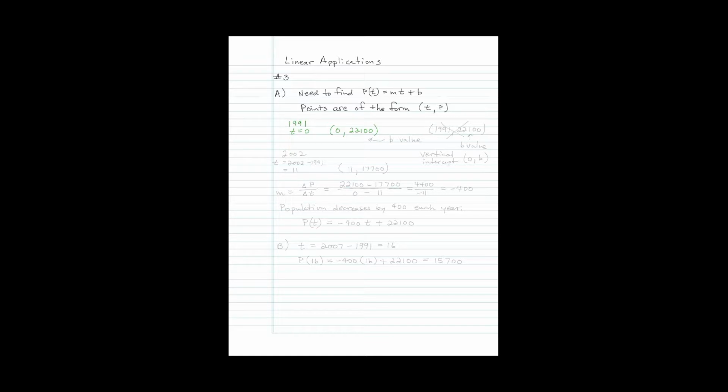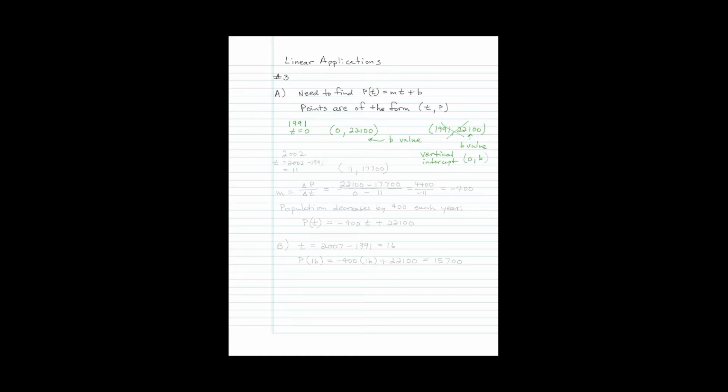This is really important because the B value is only 22,100 if the independent variable value is 0. So when students write this point incorrectly as 1991, 22,100, and then they use 22,100 as the B value, that's incorrect because you need 0 as the independent value if you're on the vertical axis. And I talked more about that in the video where I cover problem number 5 from this same set of problems. So you may need to watch that video before this one.